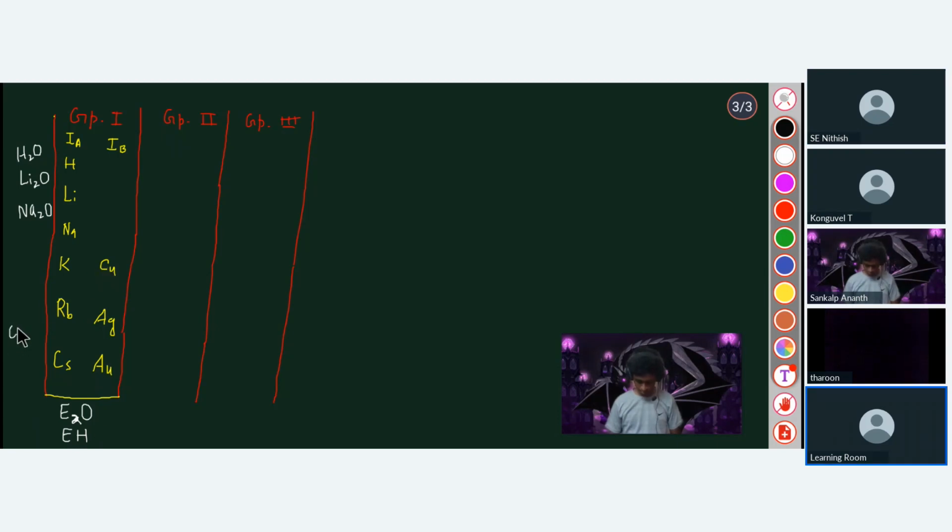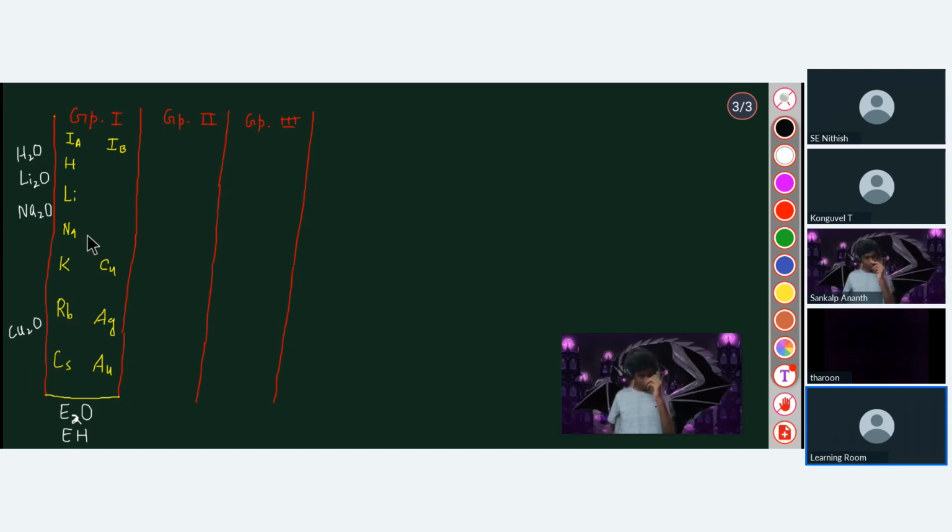So what will be the oxide of copper? It will be Cu2O, isn't it? Sodium should be in group 1B, right, sir? No, why? It is in group first A. According to Mendeleev, what Mendeleev has kept, you have to keep it like that.